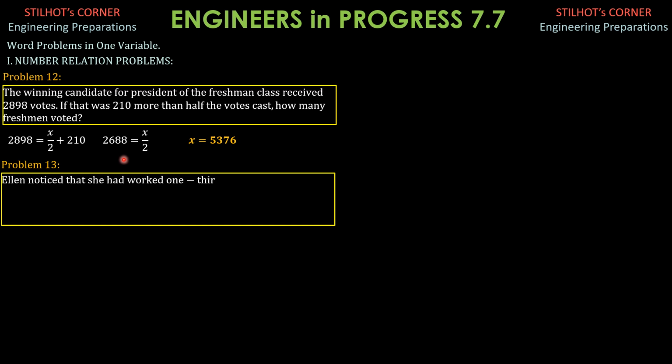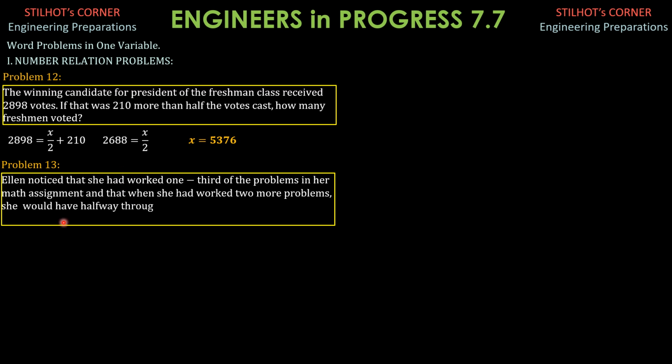Problem 13. Ellen noticed that she had worked one-third of the problems in her math assignment, and that when she had worked two more problems, she would be halfway through the assignment. How many problems were in the assignment? Again, we denote X as the number of problems in the assignment. At present, she has worked one-third of the problems. When she has worked two more problems, X over 3 plus 2, she would be halfway through the assignment. Therefore, the equation is X over 3 plus 2 equals X over 2.